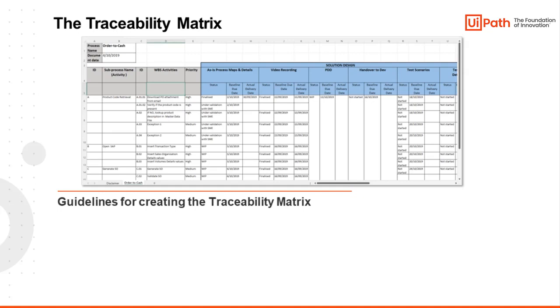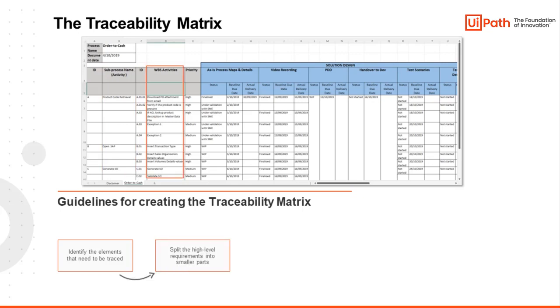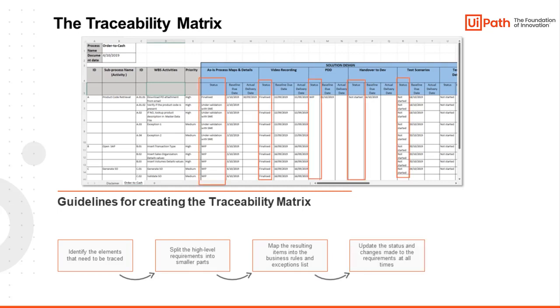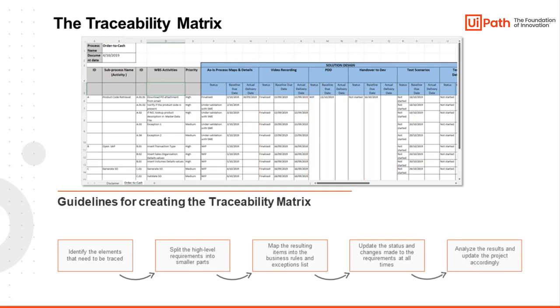Now, we need to identify exactly the elements that must be traced by listing all the deliverables and the high-level business requirements posed by the project. After that, we can proceed by splitting the high-level requirements into smaller parts and mapping the resulting items into the business rules and exception list. It's also crucial to update the status and changes brought to the requirements at all times to ensure that the entire team working on the project is in touch with the latest information. Finally, we need to make sure we analyze the results and update the project accordingly.